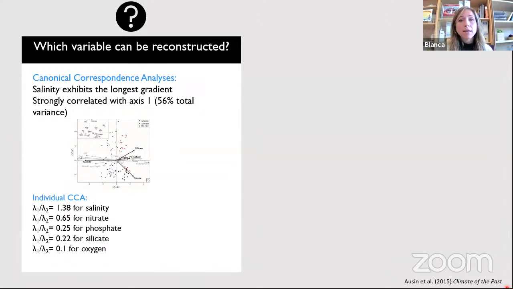And for this, we perform a canonical correspondence analysis, where the vectors show that salinity is the one that exhibits the longest gradient, and is also strongly correlated with CCA1, which indicates a strong relationship with coccolithophore distribution. But still, we don't know which of these variables is the most important to explain the variability in our coccolithophore data, right? So for this, we also perform individual CCAs that indicate that salinity is the strongest variable.